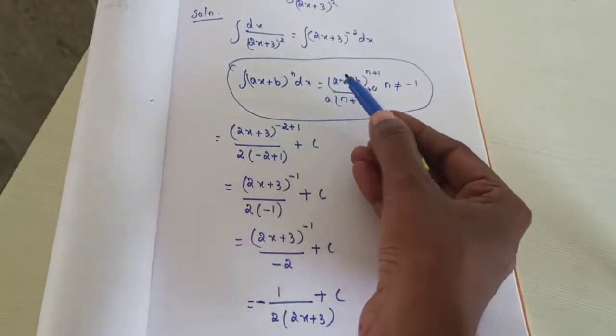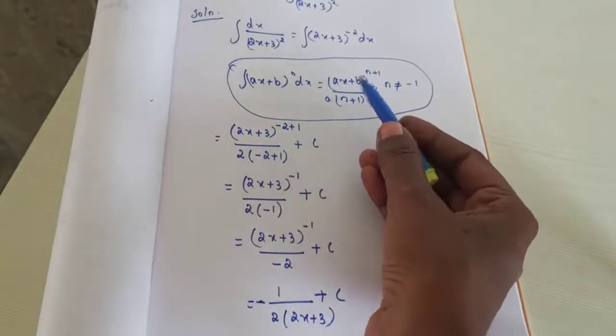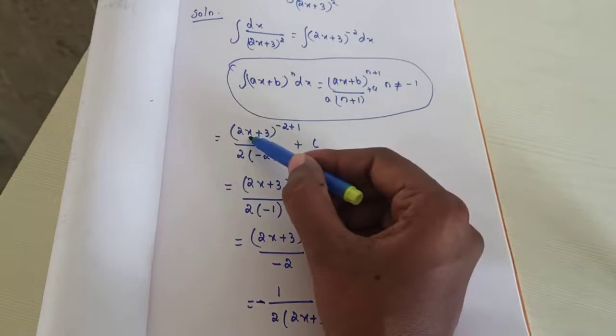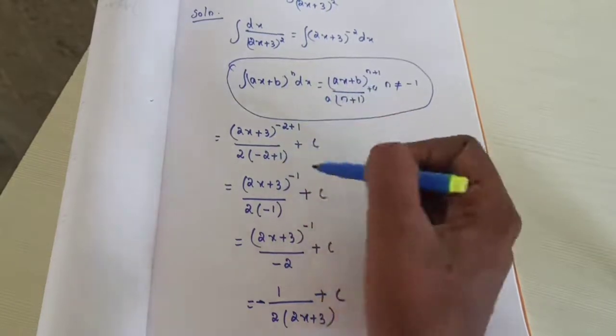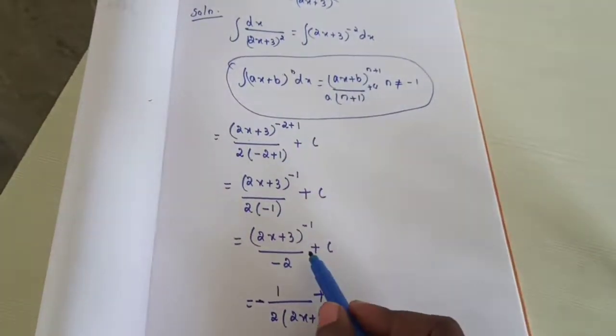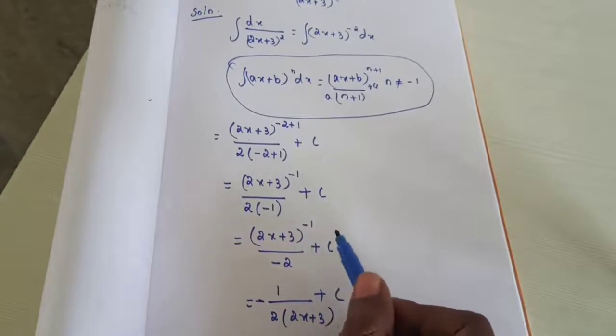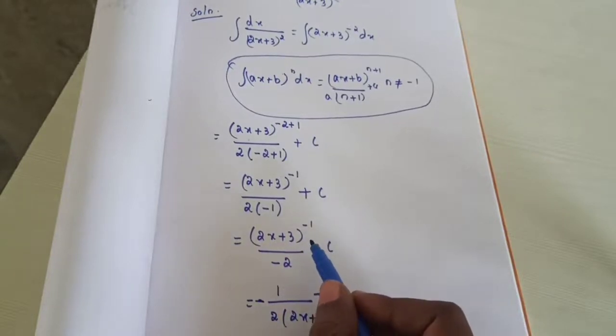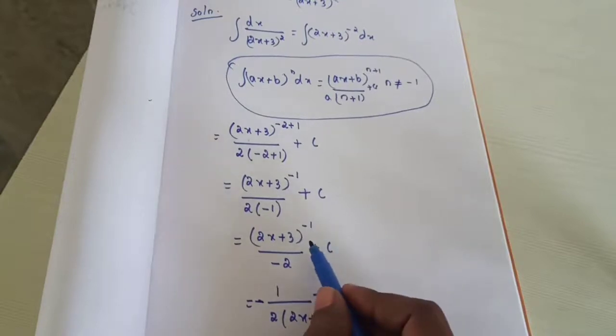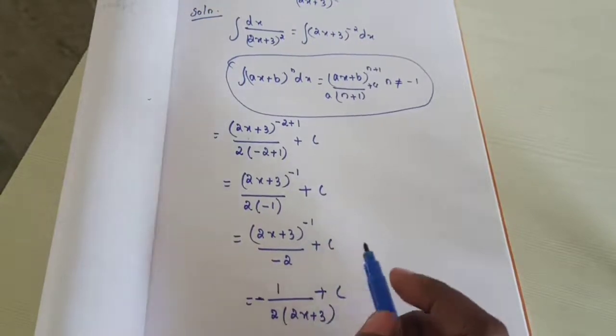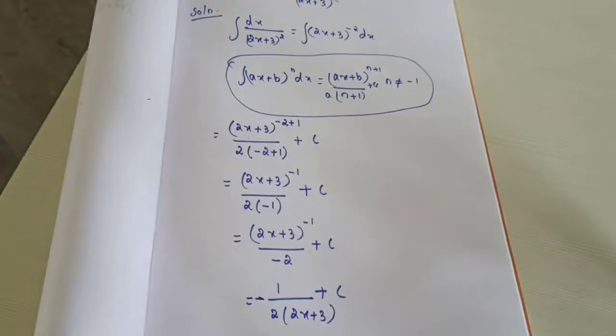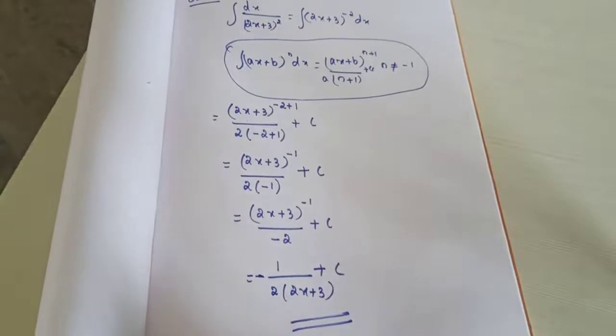I brought the denominator term to the numerator. And what I did? 2x + 3 using this formula is substituted. Finally, I got the answer, the whole power minus 1. Since the power is minus 1, I brought that to the denominator. Finally, I got the answer as minus 1 by 2 into (2x + 3), plus c. So this is example 2.3.